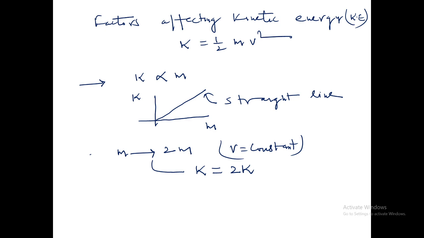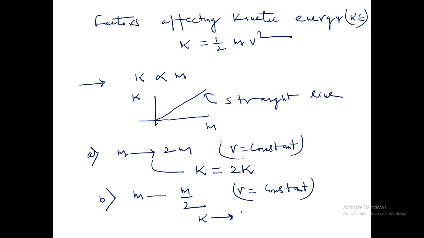This is first point. Second point, if mass is halved, then velocity remains constant. In this case too, velocity is constant. Okay, the kinetic energy, what effects will go? Kinetic energy will become k upon 2. Okay, so this was factor 1.